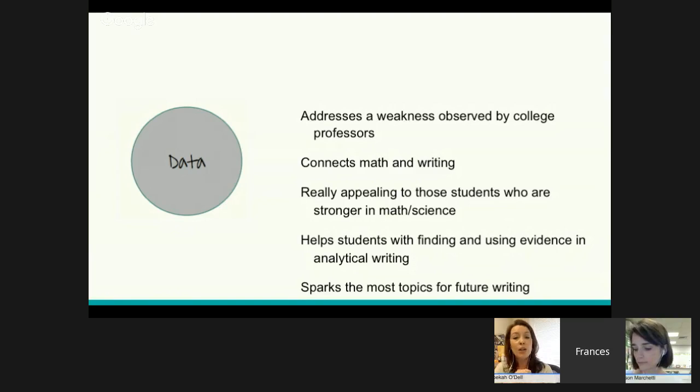It helps our students find and use evidence in analytical writing, which as high school teachers is something we're really concerned with. They need to be doing a lot of different kinds of writing, but analysis needs to be one of those, and this can really help them with that. And this also has sparked the most topics for future writing among my students this year. They really love this. So to see this example, you're going to have to go to our website again.